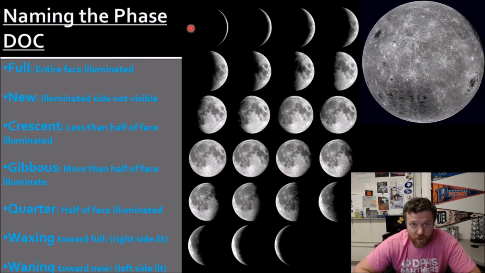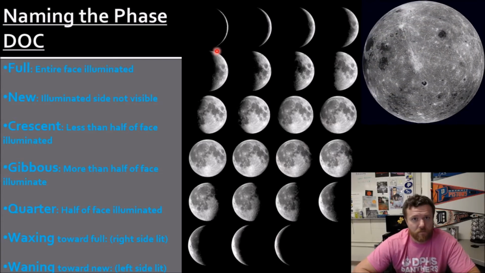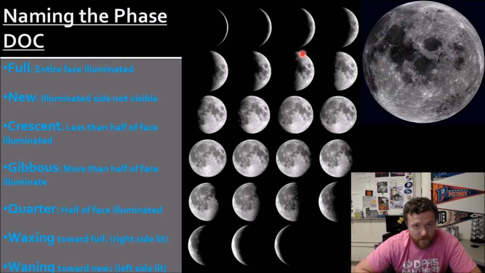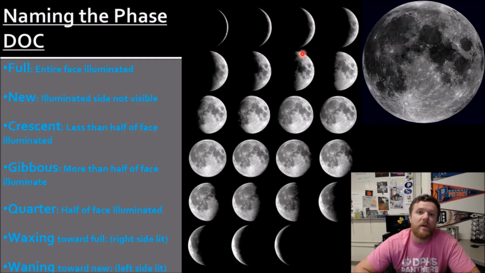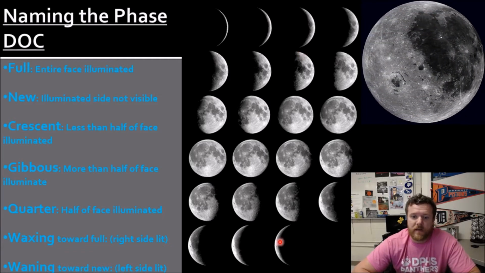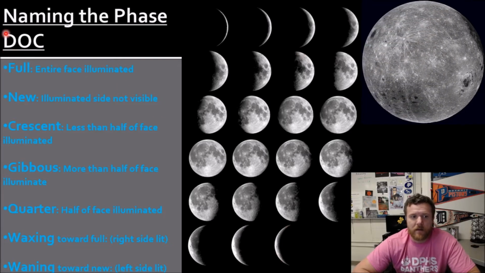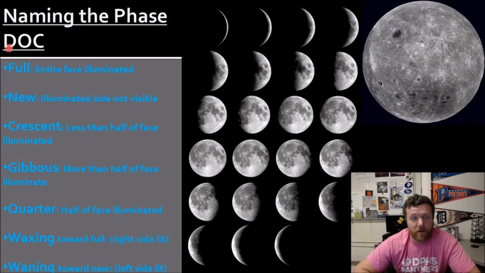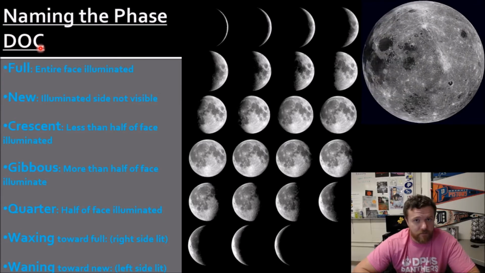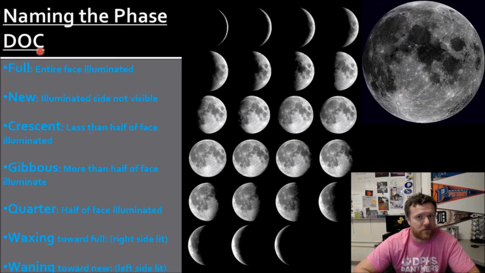So it starts going from a new moon to a full moon. As it's getting bigger, known as waxing, the right-hand side is lit up. And then once you have a full moon going to a new moon, the amount of the moon that you can see is getting smaller. The left-hand side of the moon is getting lit up. So with this little acronym DOC, if you are going towards a full moon, you're getting bigger, it's the right-hand side. If you're going away from a full moon, you're getting smaller, it's the left-hand side of the moon that's lit up. You're going to need to be able to do that for your quiz.